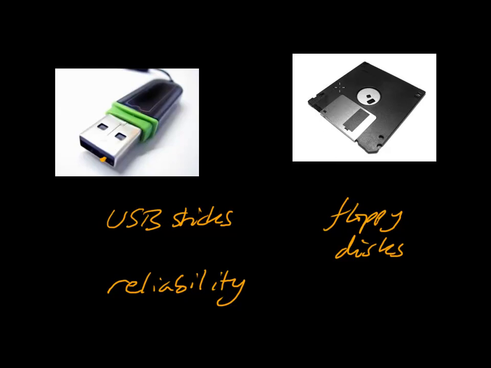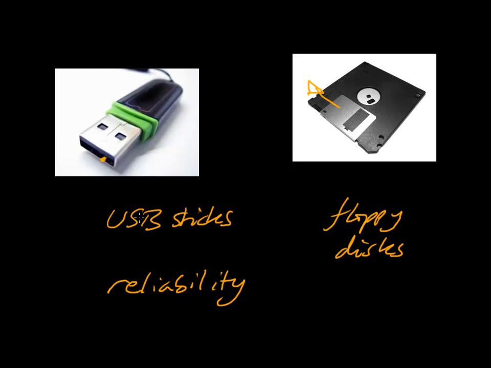A floppy disk, if you haven't seen one, if you just slot this back, you can see there's a little floppy disk inside, a magnetic disk, and were you to touch that, were you to get a grain of grit inside it, that would break it and corrupt some of the data on the disk and potentially damage the drive. So the reliability of these USB sticks or this removable storage is much better.